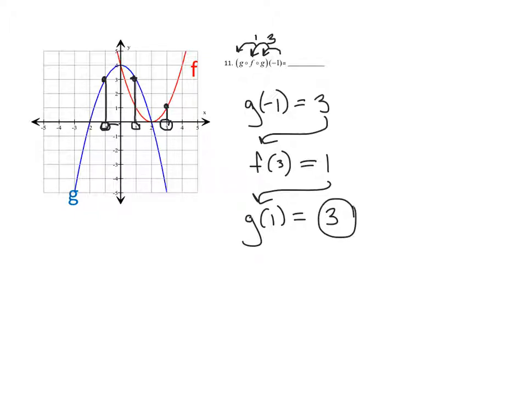My answer is 3. So just to recap, we took negative 1, we plugged it into g, and we got 3. Then we plugged 3 into f, we got 1. And then we plugged 1 back into g, and this gave us the number 3. 3 was our final answer.